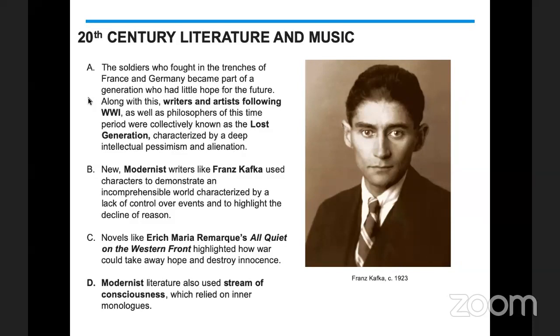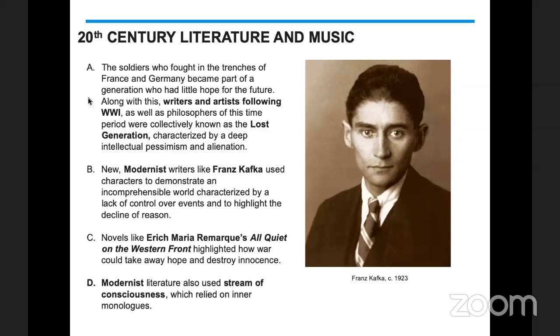We also have a group of writers, intellects, philosophers that are collectively known as the lost generation. They are characterized by a deep intellectual pessimism. They're alienated, and these themes come out quite a bit in their work. Many of them are American, but they'll end up being expats that live in Europe during different parts of their lives. And we end up also with the rise of modernism.